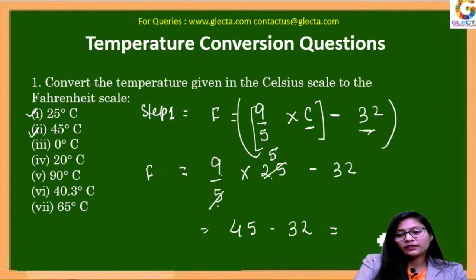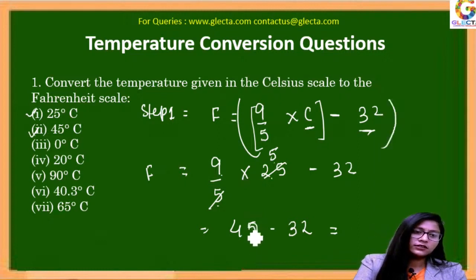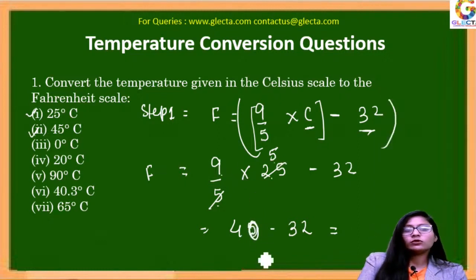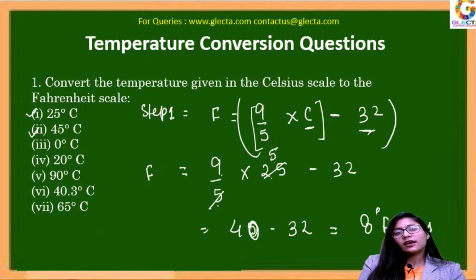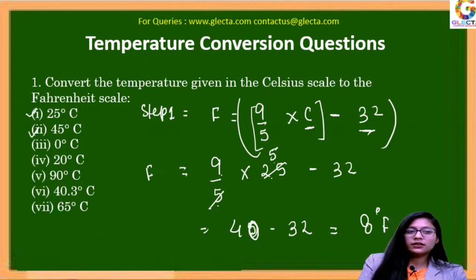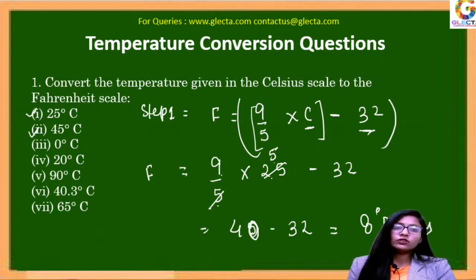Yes, sorry, it is 45. The calculation for 9 times 5 would be 45 and the answer would be 13 degrees Fahrenheit. Okay. This is how you have to solve the remaining questions, and try to practice more so that you can easily calculate the conversion of the Celsius into Fahrenheit. Okay.